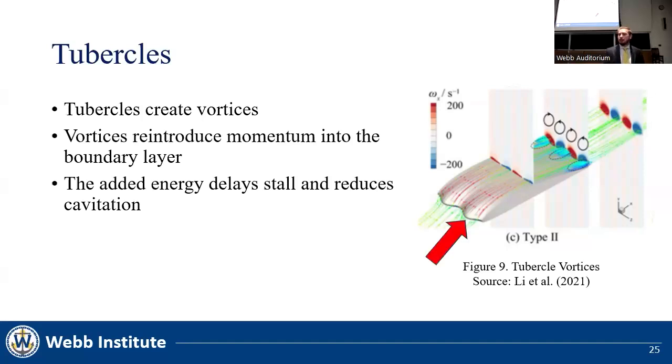arrow. This tubercle creates counter-rotating symmetric streamwise vortices that reintroduce momentum into the boundary layer here. This essentially adds energy to the boundary layer so that it can stay attached to the foil at higher angles of attack. The added energy increases the stall angle, which can increase the maximum lift created by the rudder and improve overall steering capability. Alternatively, the aspect ratio can be increased to improve the lift to drag ratio while keeping the stall angle constant. The tubercles can also reduce cavitation on the rudder surface to minimize damage.